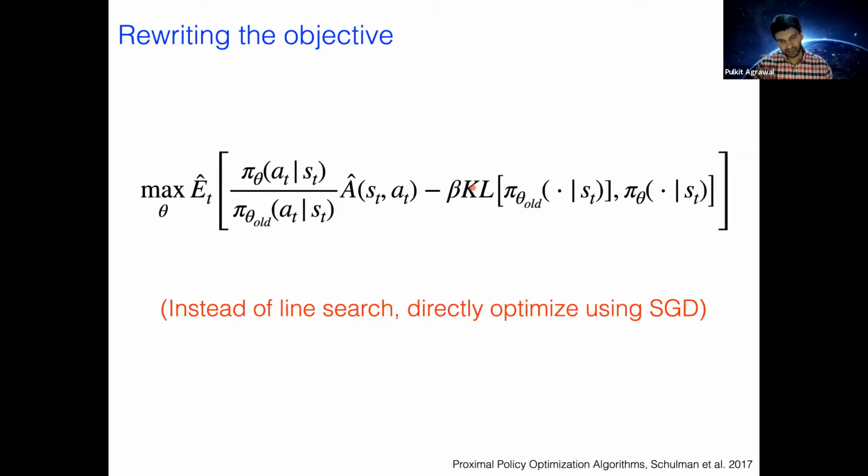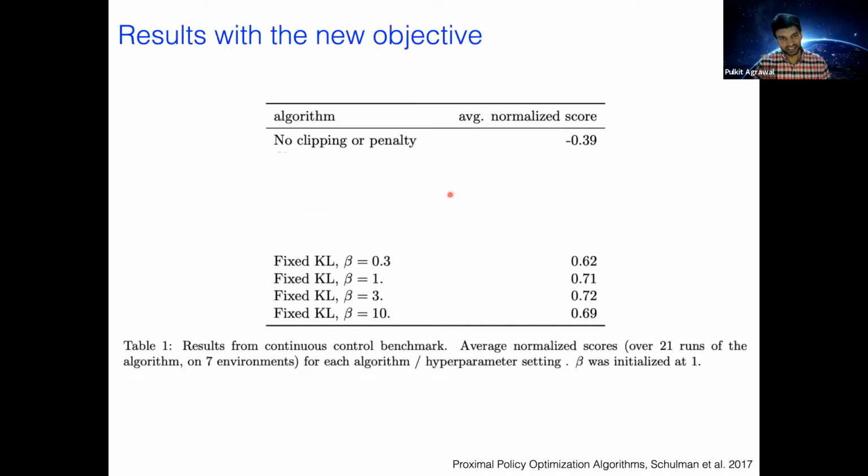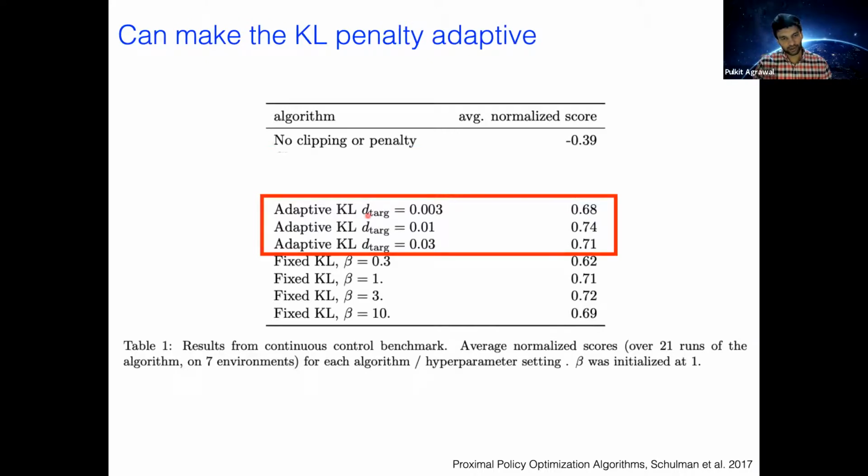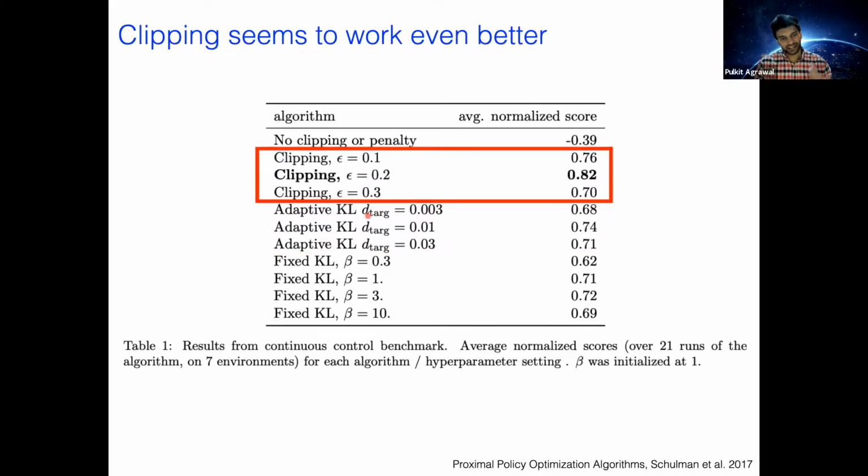They evaluated this one. Then they said, maybe the KL divergence term, beta, should not be a constant, but it should be changing. So that is what led to the adaptive KL. And they also tried clipping. So they said, I'm going to try three things: clipping, adaptive KL, and fixed KL. And the paper is pretty much just evaluating these three things.